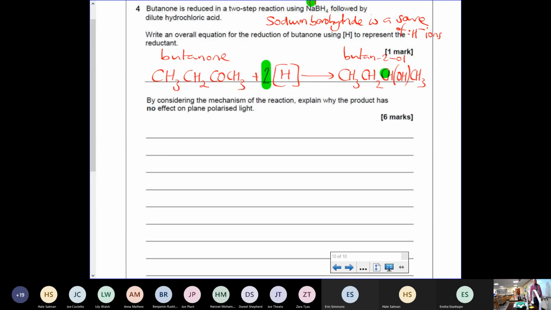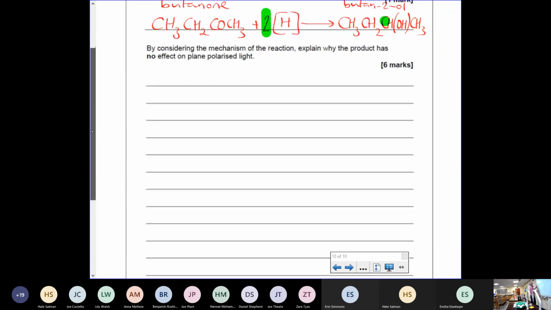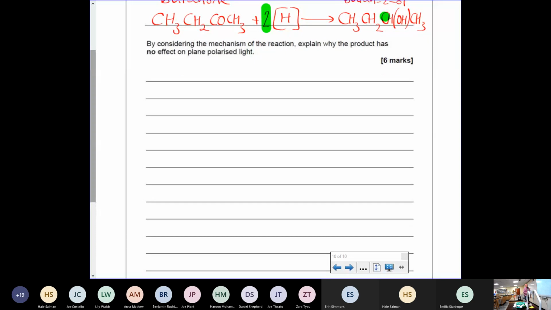So that is a chiral carbon. So why does this product have no effect on plane polarized light? What we're going to do is spin something that we've already done before into the right format for a level of response question. All of these level of response questions will fit into three stages. Let's consider stage 1 first. Stage 1 is all about the nucleophile attacking the planar carbonyl group from either side.